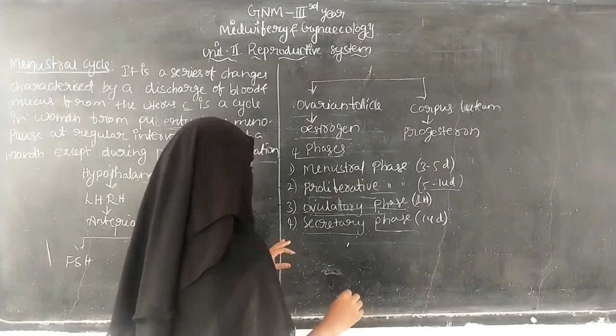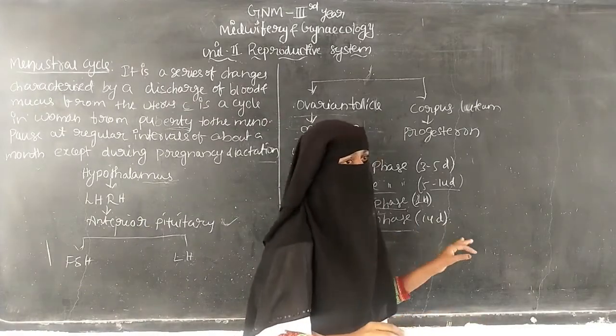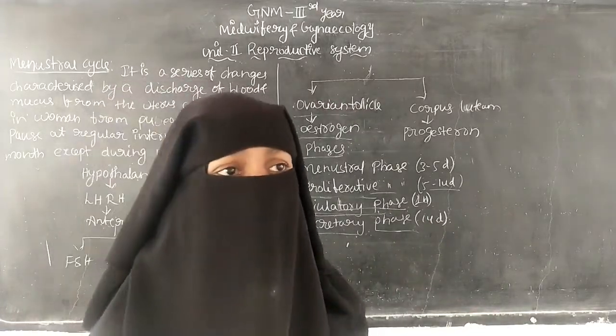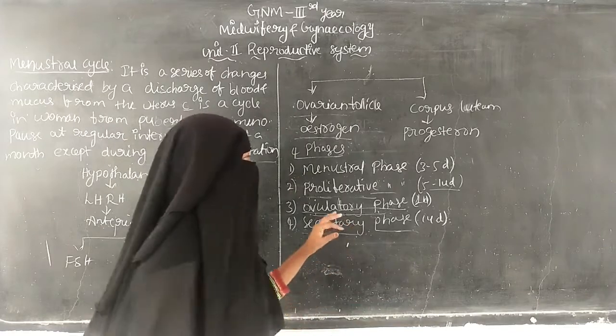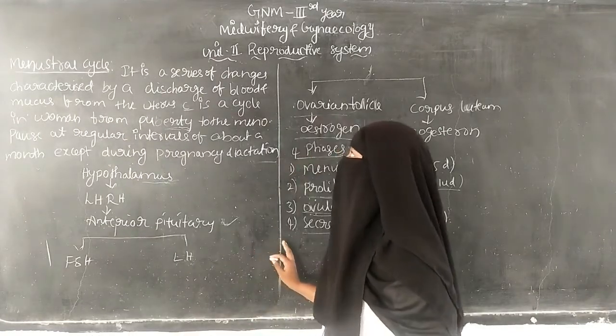And the next one is the secretory phase. The secretory phase lasts 14 days, and the glands secrete the estrogen and the progesterone hormones. So it is about the menstrual cycle. So it completes the menstrual cycle.